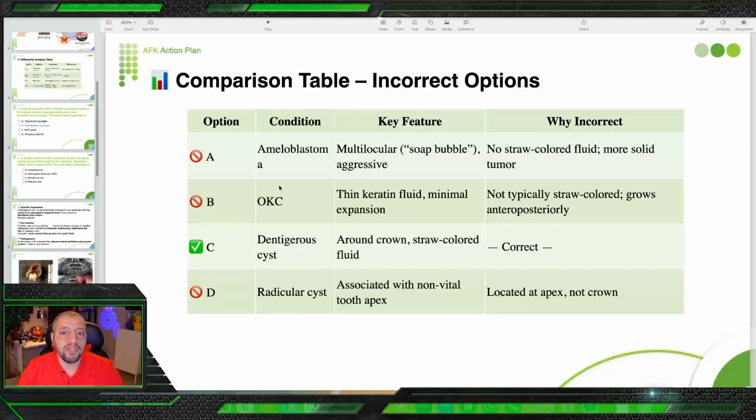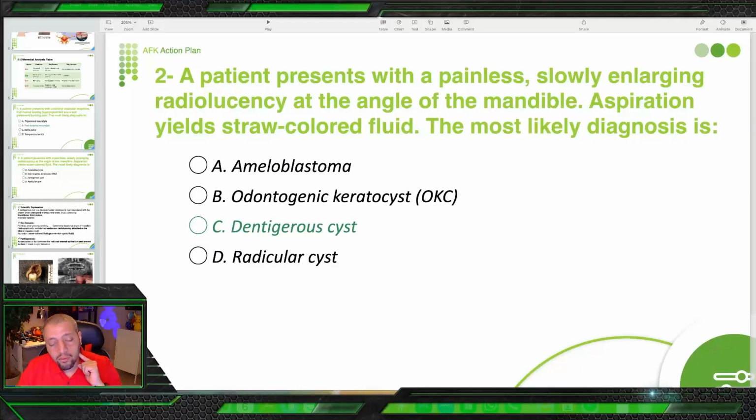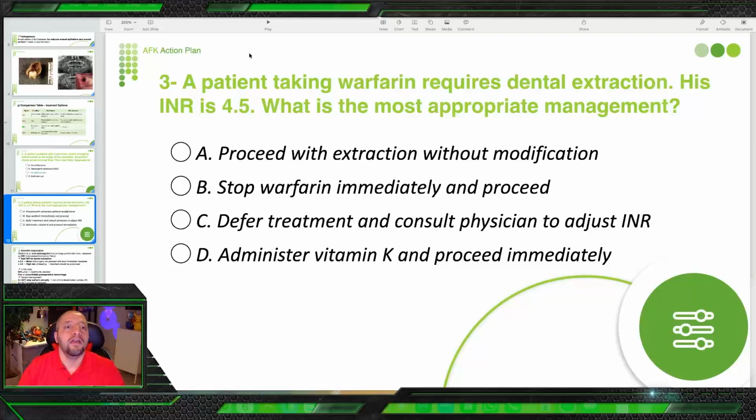Let's see our other options. Ameloblastoma: this is multilocular, soap-bubble-like appearance, and this one is aggressive, no straw-colored fluid. OKC: thin, keratin-filled with minimal expansion, not typically straw-colored. This has what we call parakeratinized lining. Dentigerous cyst: around the crown with a straw-colored fluid. Radicular cyst: with non-vital teeth. No vital teeth will be here. Yes? Moving to the next question.